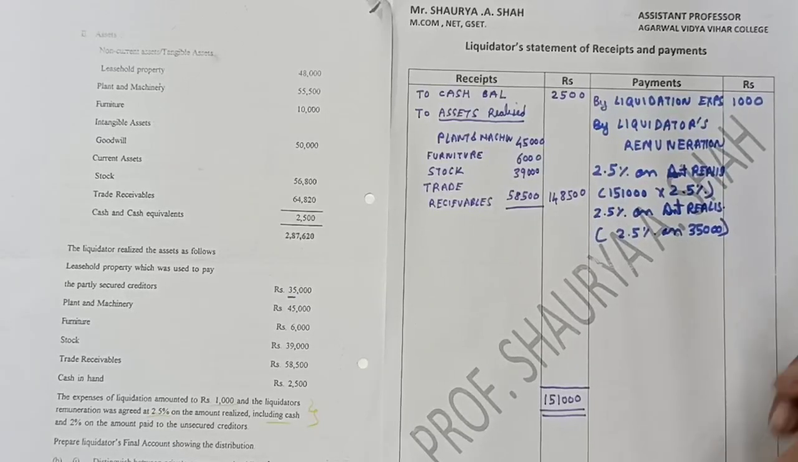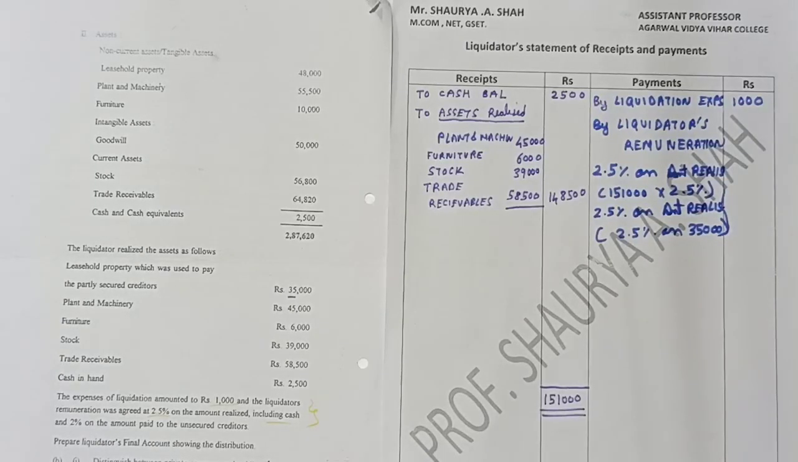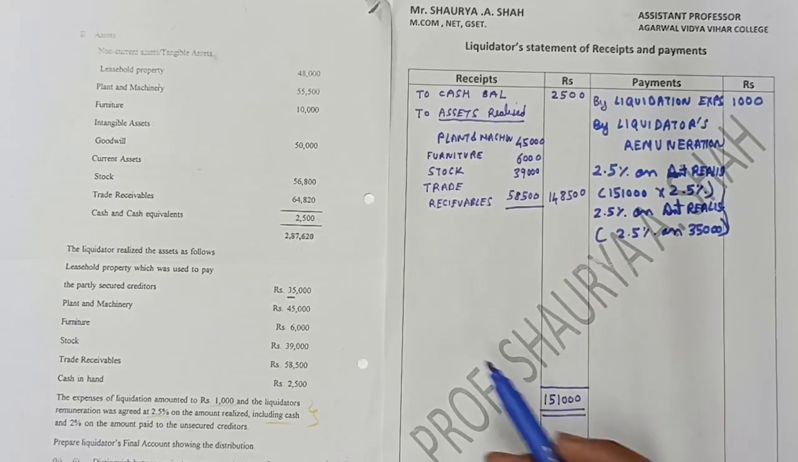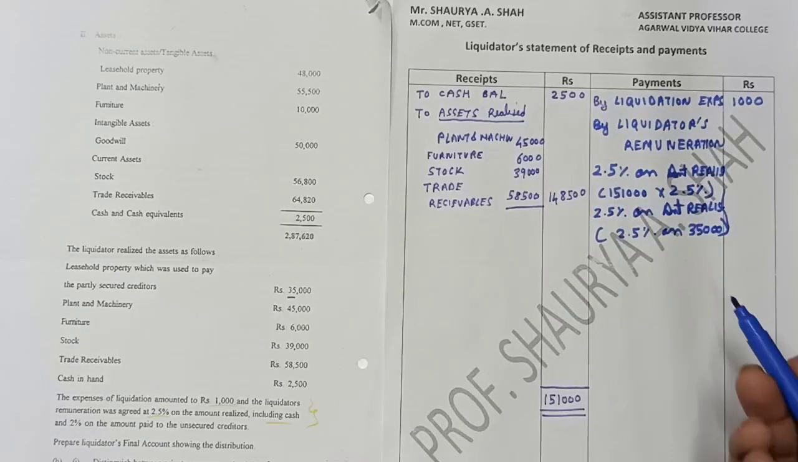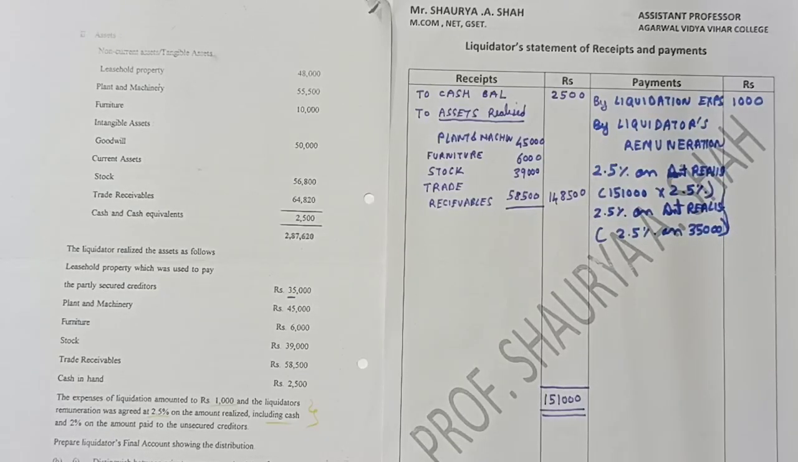So if you see, students, in all, we will pay the entire liquidator's remuneration on the amount of 1,86,000, right? Again repeating, amount realized includes everything, right? So 35,000 of leasehold property which you have paid to partly secured creditors is also kind of amount realized only. So I'll do 1,51,000 plus 35,000. So on 1,86,000 total, I'll pay 2.5%. If you calculate, your amount will come to 4650 rupees, right?